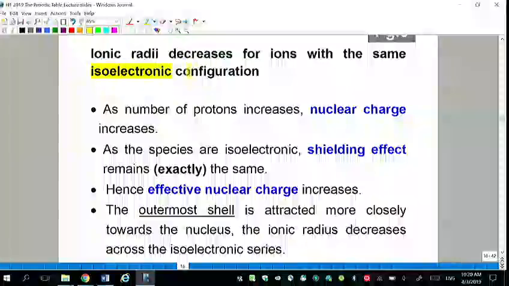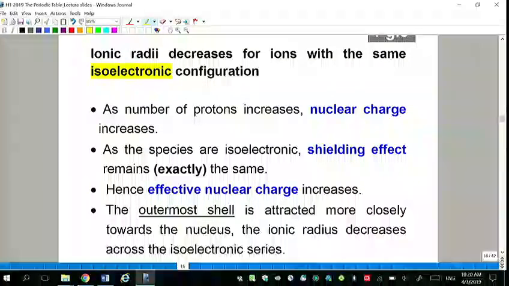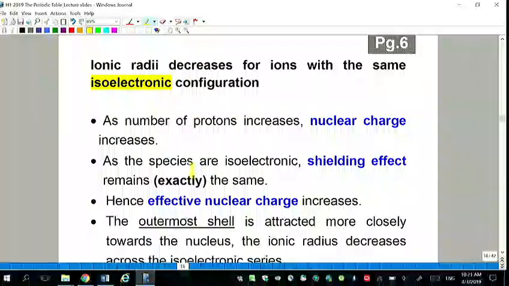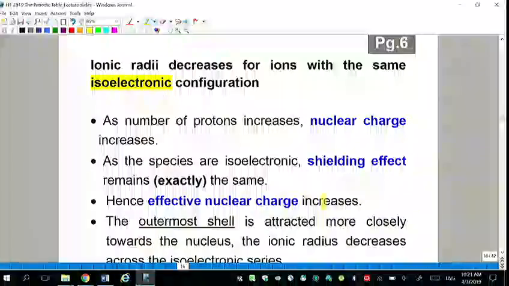We say that the ionic radius decreases for ions with the same isoelectronic configuration. Now, it is the same old story again: nuclear charge, shielding effect, and effective nuclear charge. Nuclear charge is the same thing; I talked about the proton number increasing. Then you talk about the shielding effect being exactly the same because they're isoelectronic. They have the same number of electrons, meaning they have the same number of electron shells. That is why the shielding effect remains the same. Effective nuclear charge will increase.